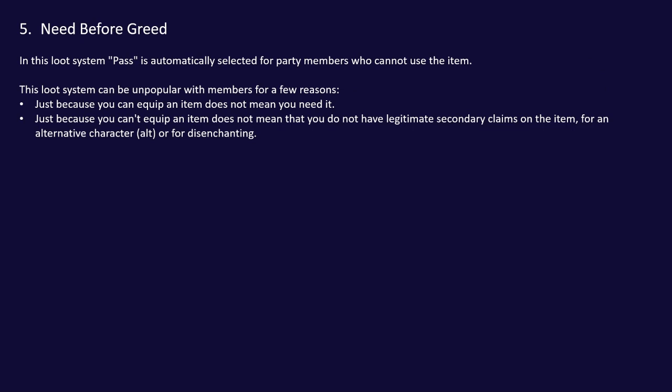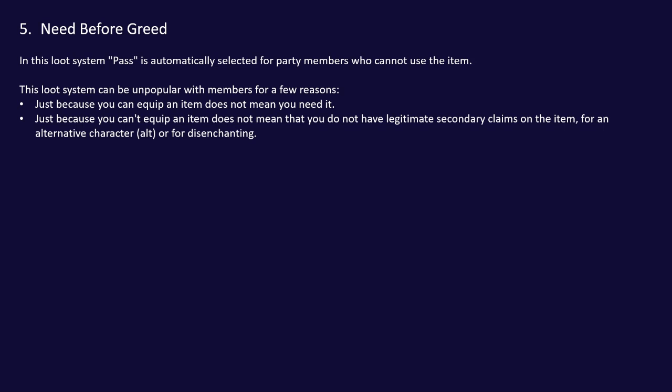Next, need before greed. In this loot system, pass is automatically selected for the group members who can't use an item. So if you're in a group with this loot system active and an item drops, let's say you are a priest, you cannot use plate, but a plate item drops, you will not be given the opportunity to roll for that item because you cannot equip it. And so you automatically pass, and then whoever can wear plate will be given the opportunity to roll for that item.